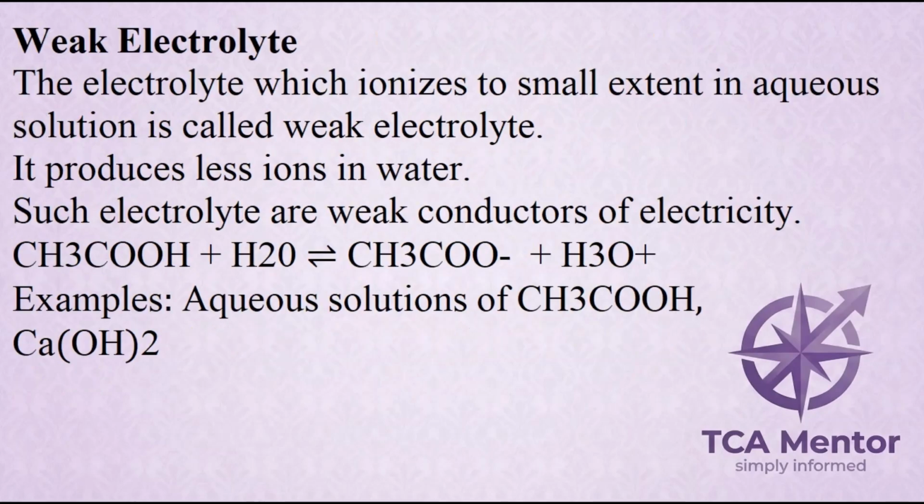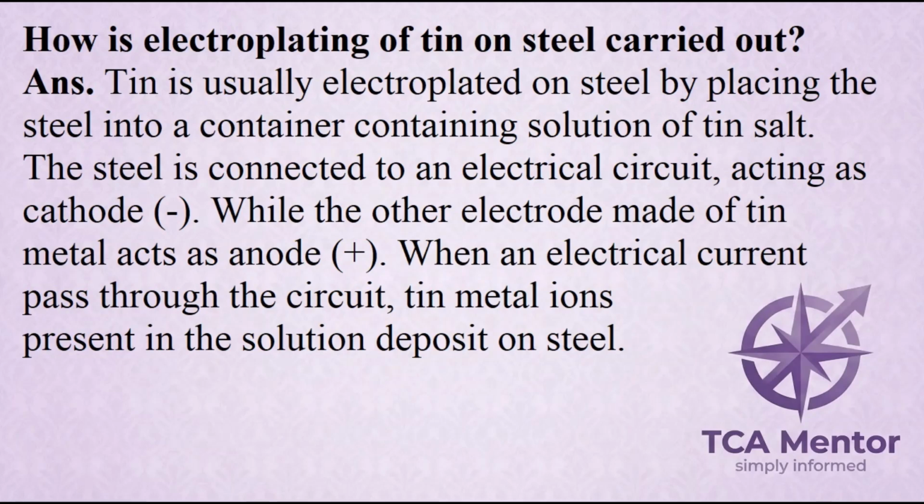Weak electrolyte: the electrolyte which ionizes to small extent in aqueous solution is called weak electrolyte. It produces less ions in water. Such electrolytes are weak conductors of electricity. CH3COOH + H2O ⇌ CH3COO⁻ + H3O⁺. Examples: aqueous solutions of CH3COOH, Ca(OH)2.